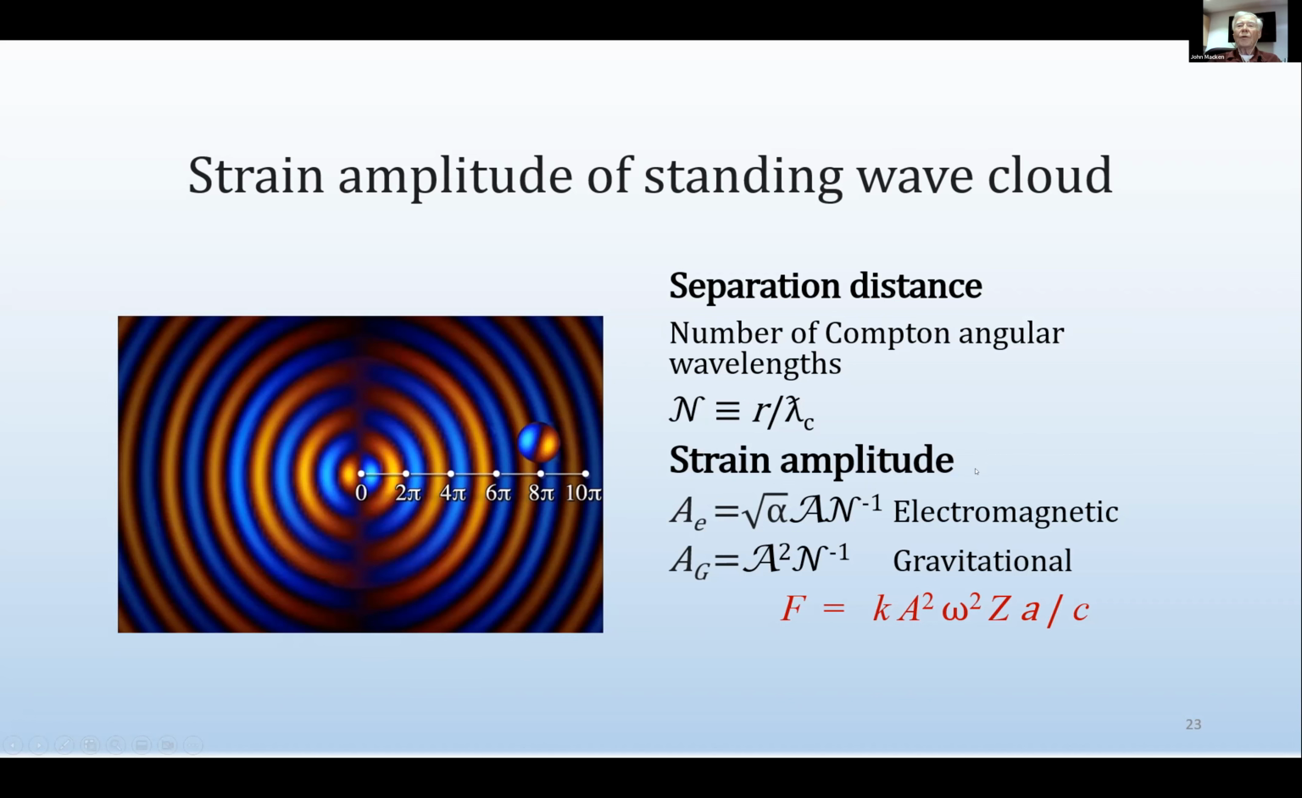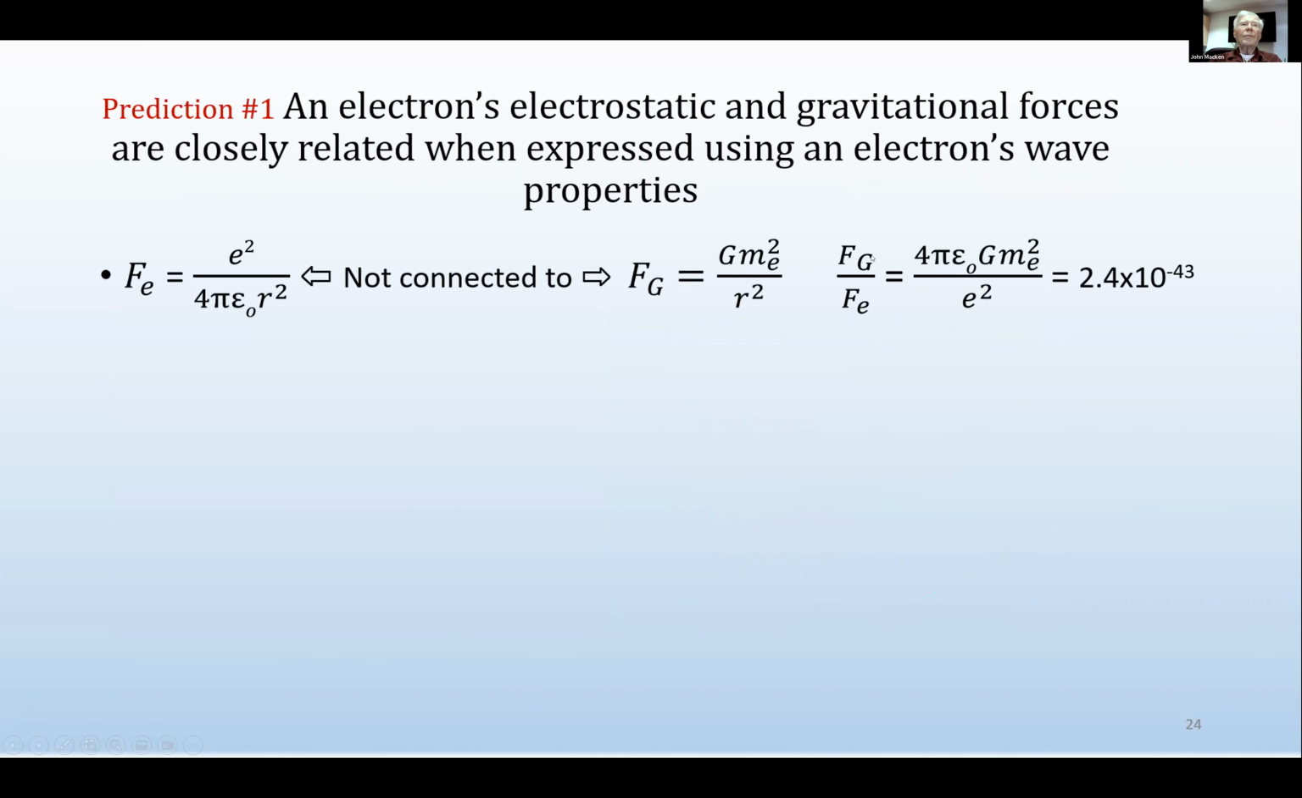But it turns out that the only thing I have to change for the difference between the electrostatic force and the gravitational force is the strain amplitude. So when I calculate the strain amplitude for the electromagnetic force, I have this amplitude term, and I divide it by the number of wavelengths here, and then the square root of alpha. For the gravitational calculation, all I have to do is go to the nonlinear expansion, the first term being this amplitude squared, and again divide it by the number of wavelengths.